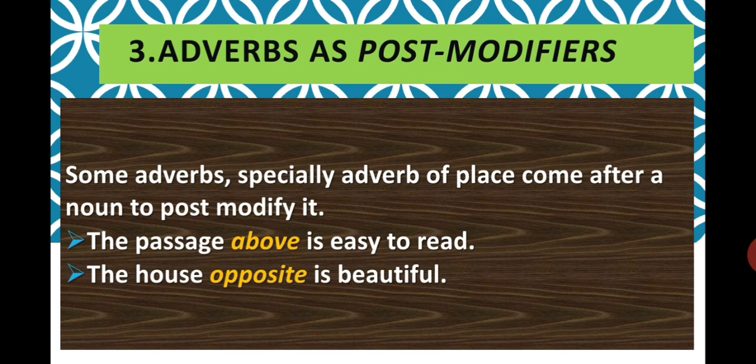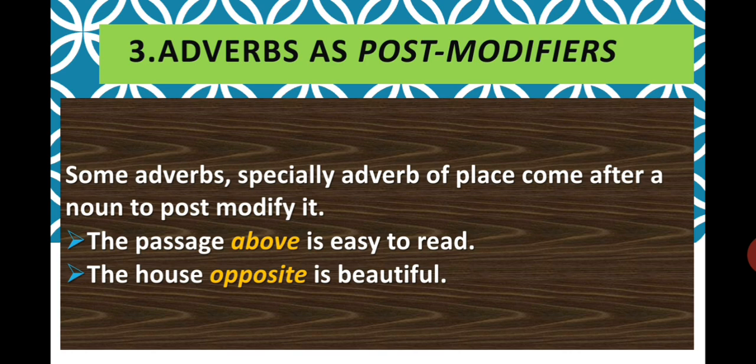Adverbs as post modifiers. Some adverbs, especially adverbs of place, come after a noun to post modify it. Look at the example. The passage above is easy to read. Here, above is an adverb. It comes after the noun passage and gives more information about the word passage. So, this adverb is acting as a post modifier.